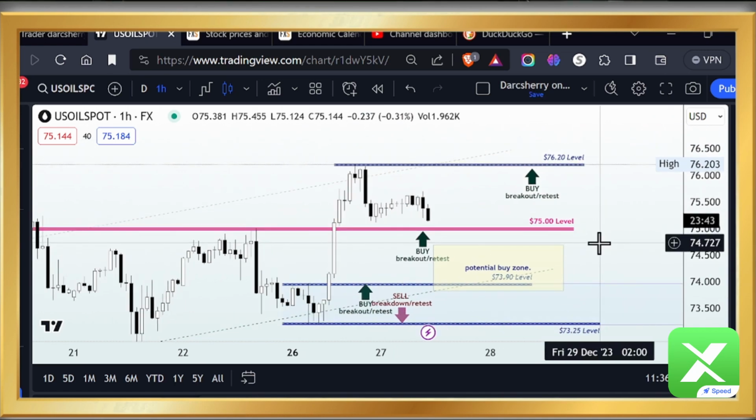So the trend line is very, very important. The potential buy zone, I do hope you remembered how we got that potential buy zone. The key level at the $75 area, and of course the $73.90 area, which of course if price does break down that structure, we look out for selling opportunities from there. So this is my simple view on the US Oil Spot for today.